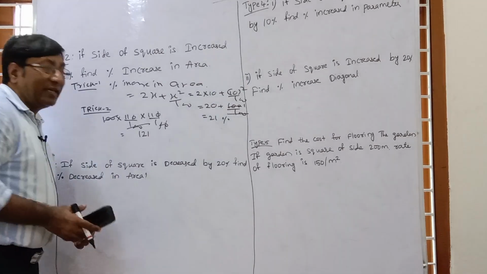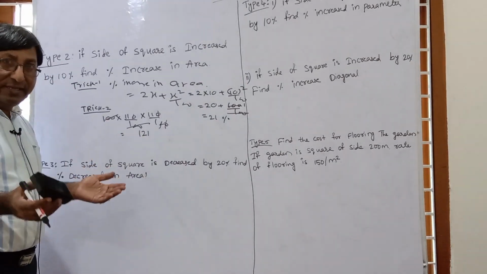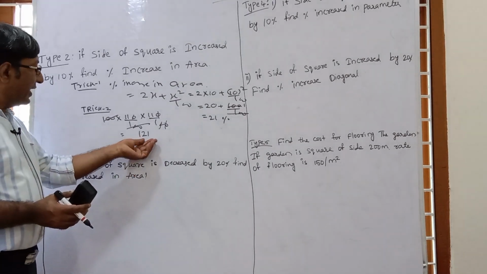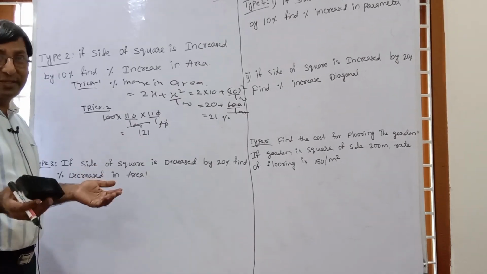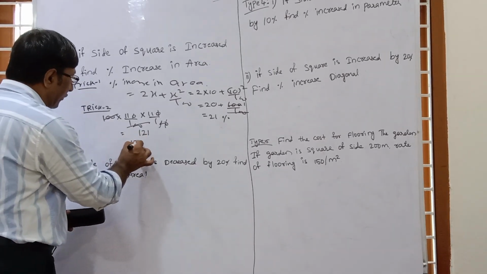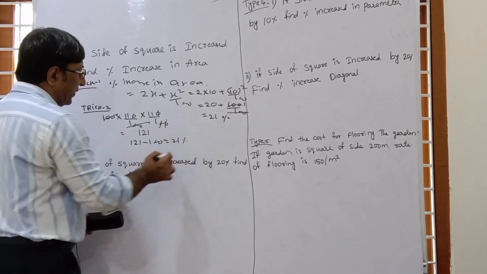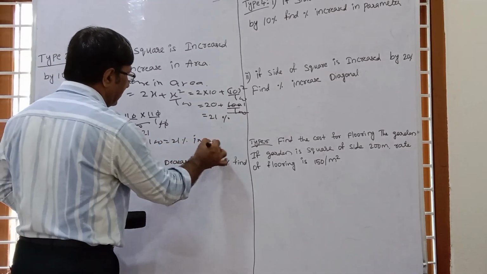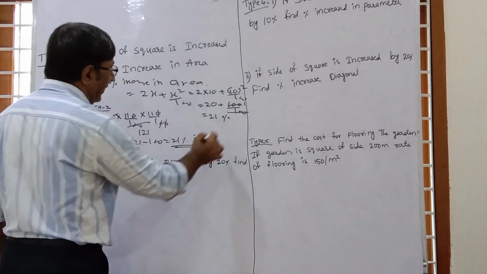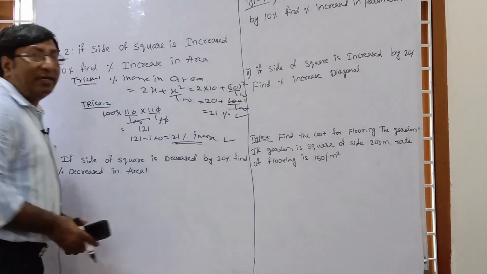Now you see, if your answer is greater than 100, then there is an increase in area, and if it is less than 100, then there is a decrease in area. Here it is greater. So our answer is 121 minus 100, that is 21% increase. So this is your correct answer. Here also 21% increase, here also 21% increase.